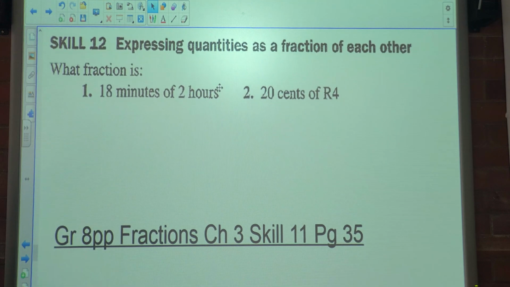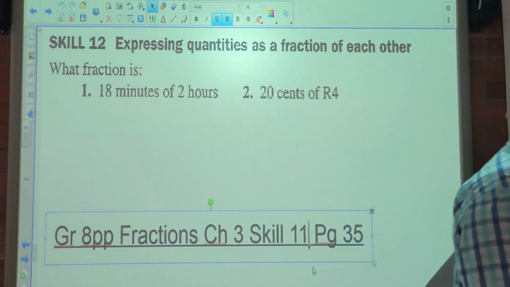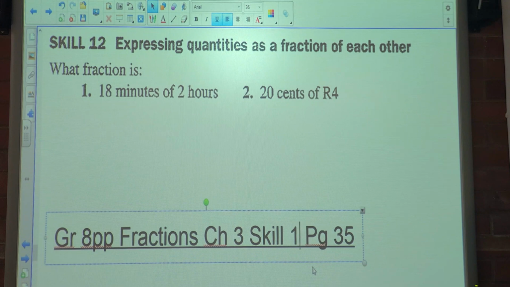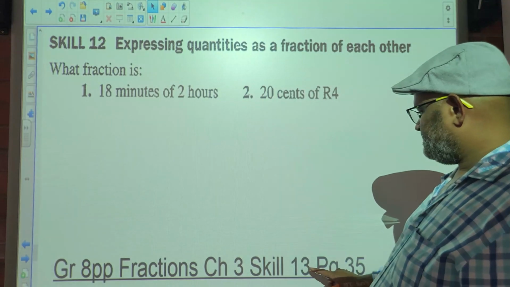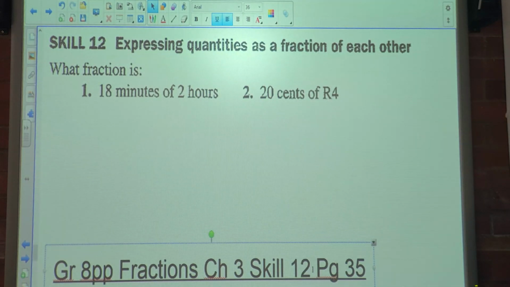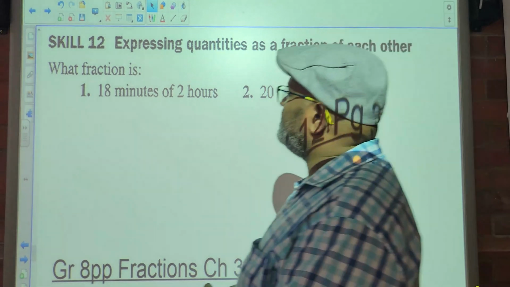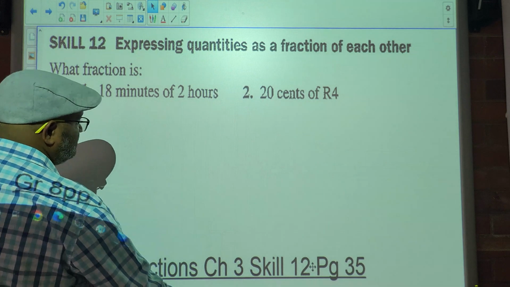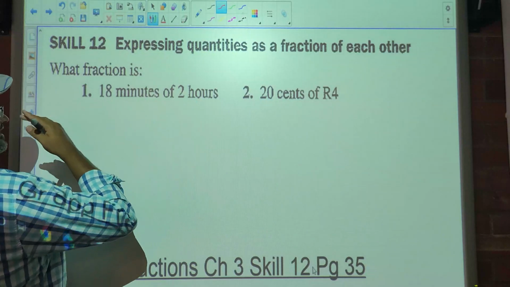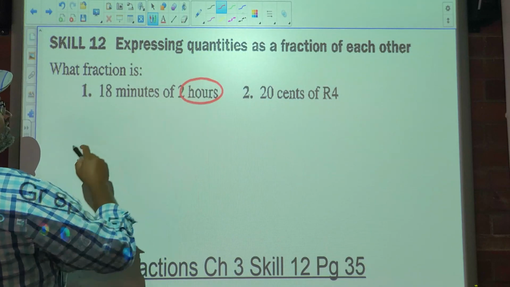Skill 12, expressing quantities as a fraction of each other. We still on page 35? Sorry, skill 12, not 13. 18 minutes of 2 hours. So what do we have to do first? We have to get it in the same measurement, not so? Which one is smaller? We normally make it in the smaller one, no? 1 minute is smaller than 1 hour, so we'll change the hours.